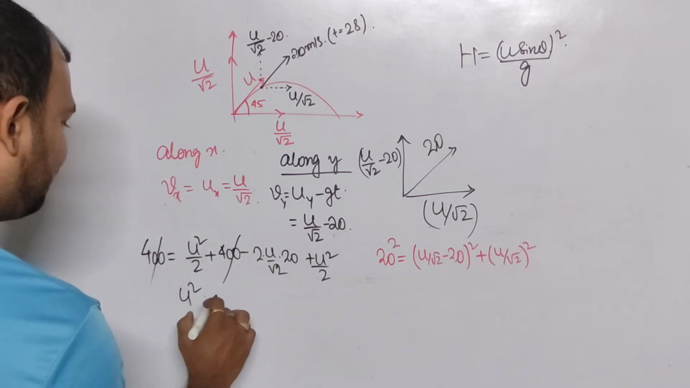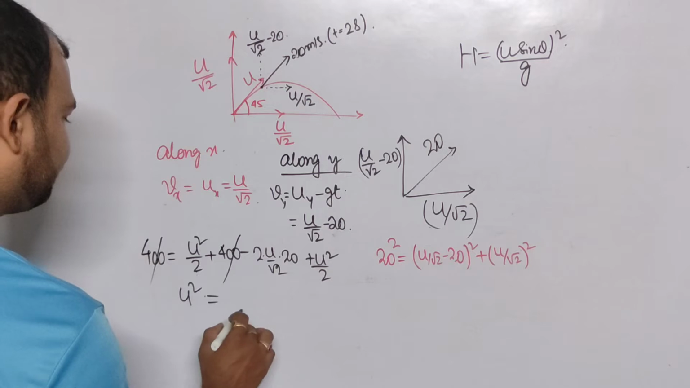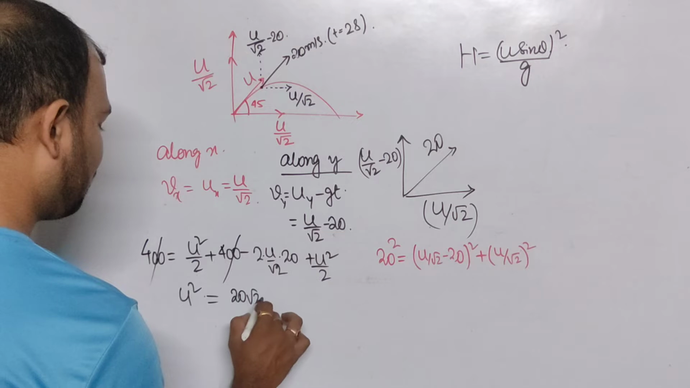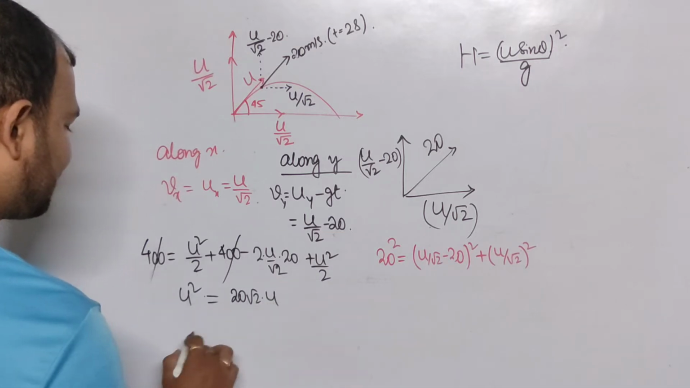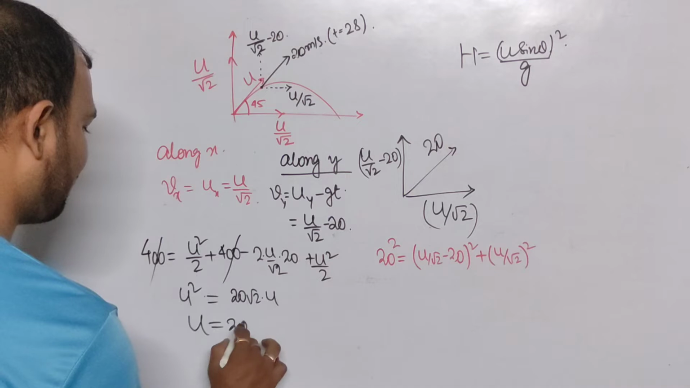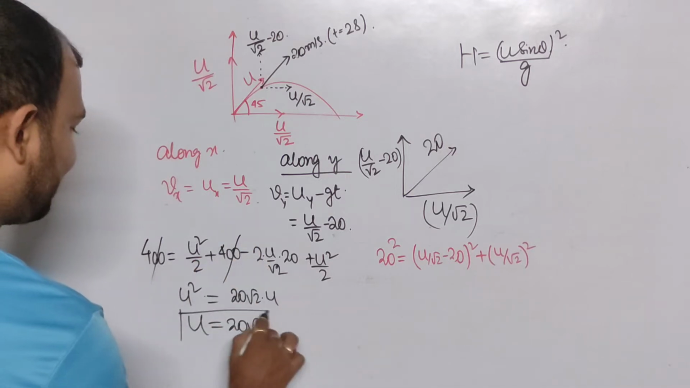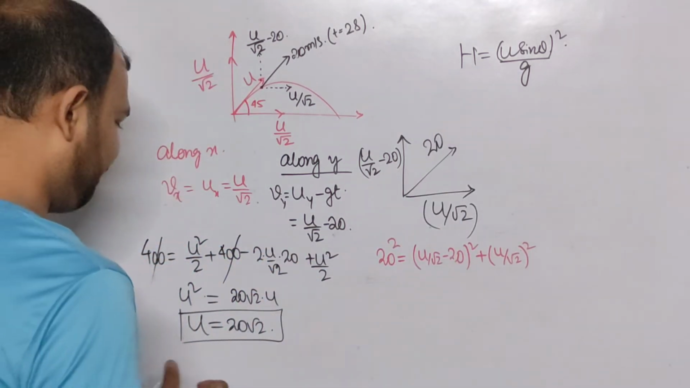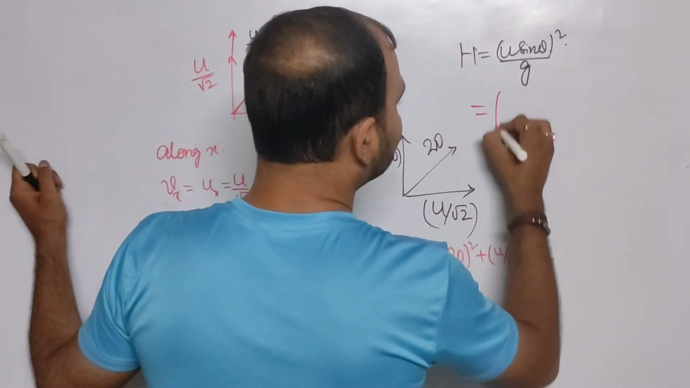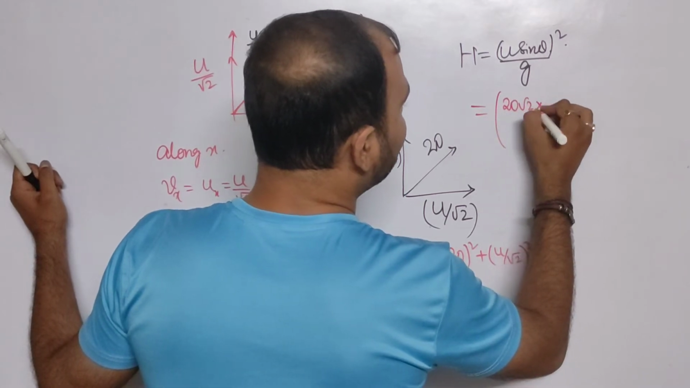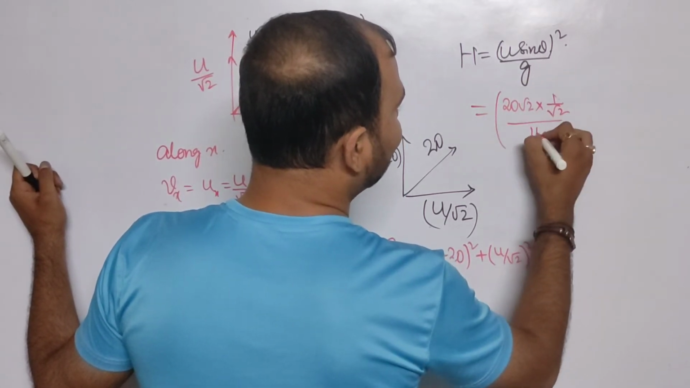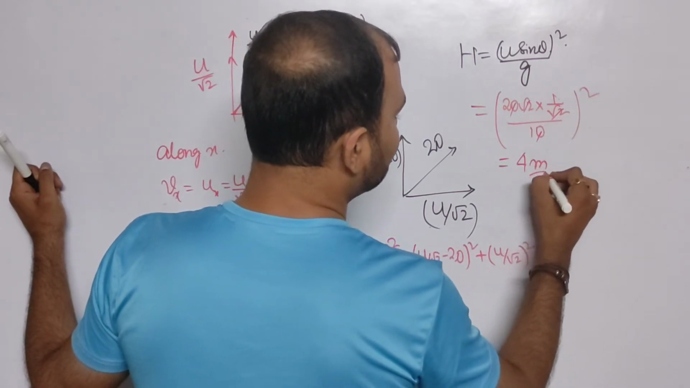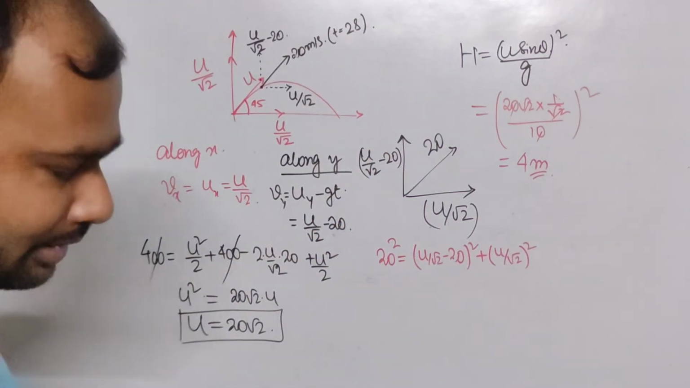If it goes over there, it will convert into 20 root 2 into u. If we cancel u, we get u equal to 20 root 2. This is the initial velocity. If you put the value over here, that is 20 root 2 into sine 45, 1 by root 2, whole square by 10, root 2 10, that is 4 meter is the answer. 4 meter is the correct answer.